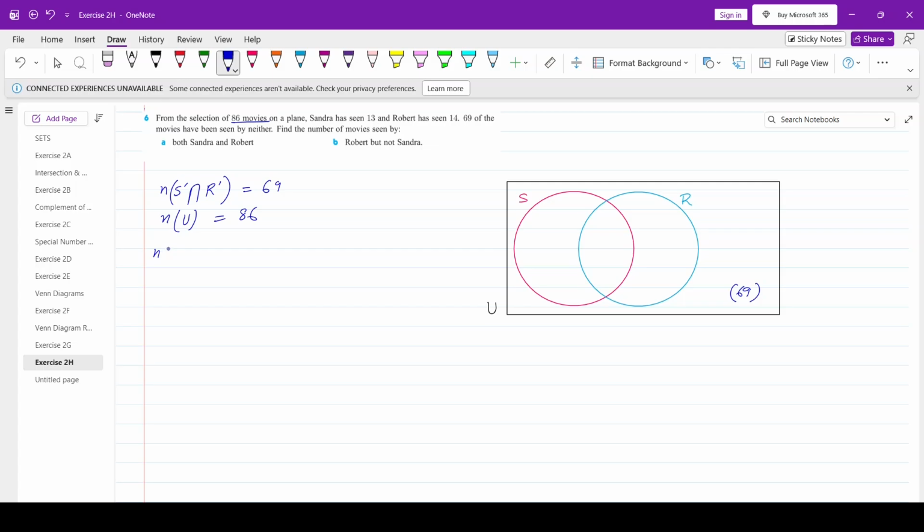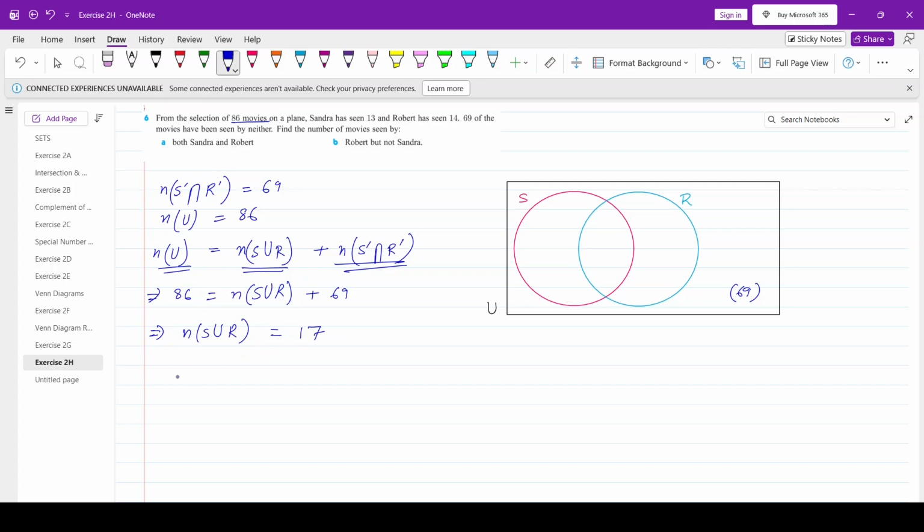So we can say from the formula that the number of elements in the universal set is equal to the number of elements in S union R plus the number of elements in S prime intersection R prime. This region is over here and this region is outside this. Therefore, this whole thing will combine to make the universal set. So we can write the universal set is 86. The number of elements in S prime intersection R prime is 69. Therefore, the number of elements in S union R is going to be 17.